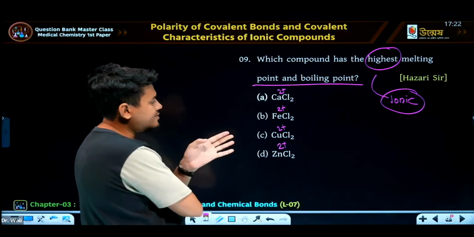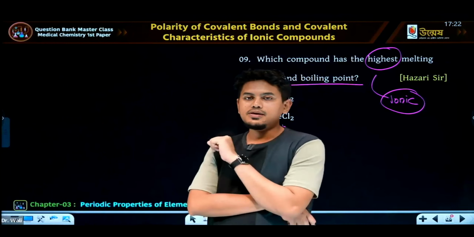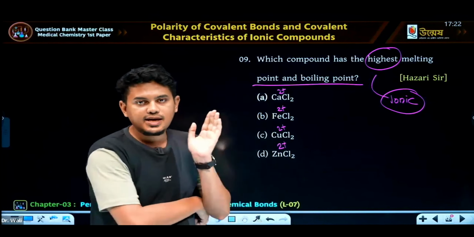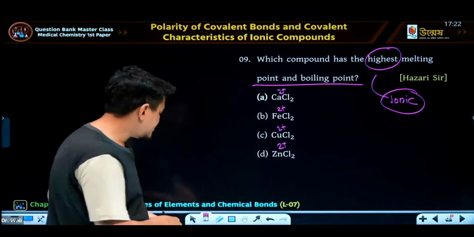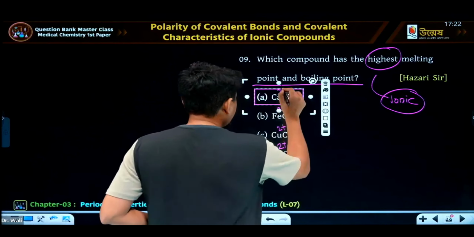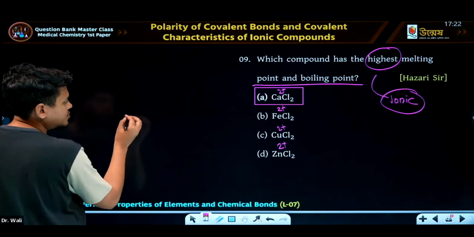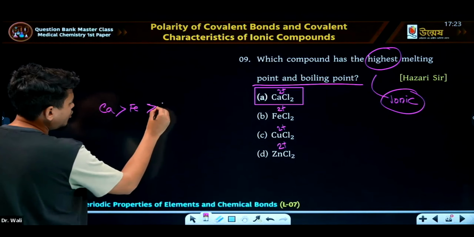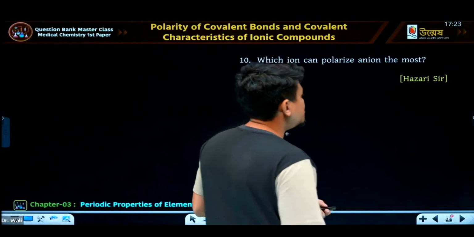So here we can see calcium, iron, copper, zinc, all are in the same period. As all of them are in the same period, we know that in a period from left to right, the size decreases. So here the largest cation is calcium. For that reason, calcium chloride is the answer. The correct order of size is: calcium is largest, then iron, then copper, and lastly zinc.